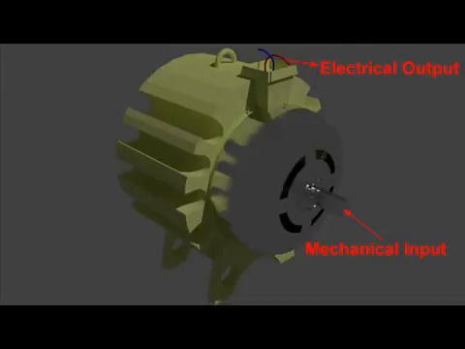Constructionally, both are same. If rotor of a DC machine is rotated by means of a prime mover, it produces electricity at armature. On the other hand, if electricity is supplied to the armature, the rotor of a DC machine starts rotating.